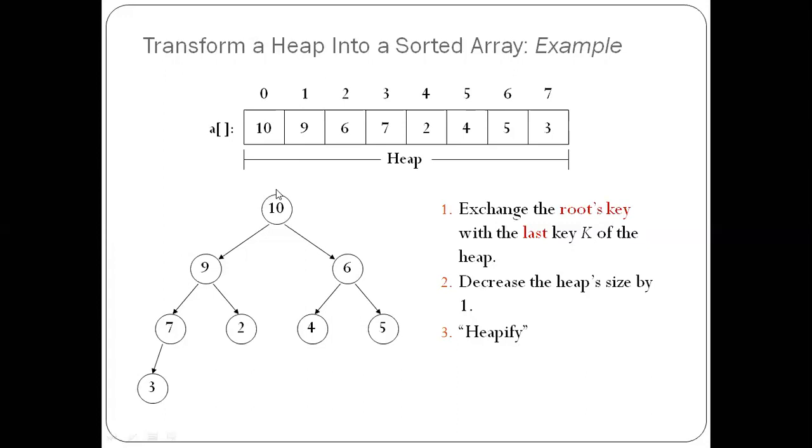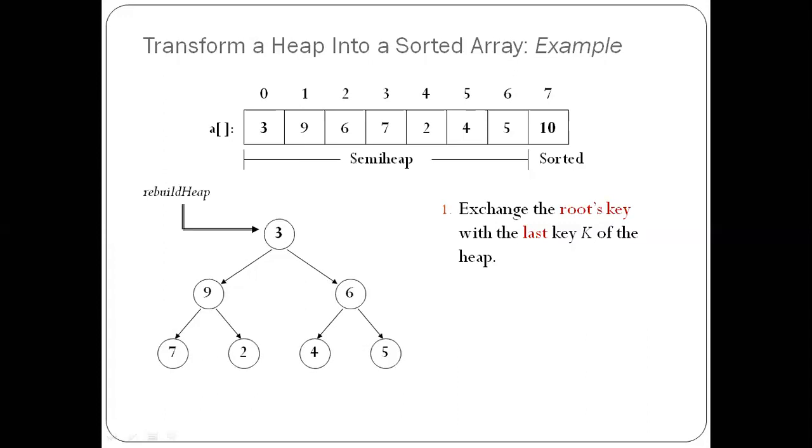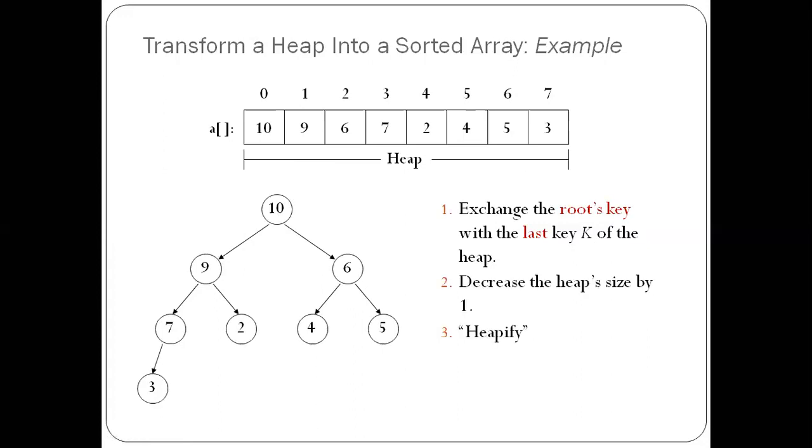So which is the element I should first exchange? 10 and 3 will be exchanging, and then 10 will be deleted, and the remaining part will be 3, 9, 6, 7, 2, 4, 5.